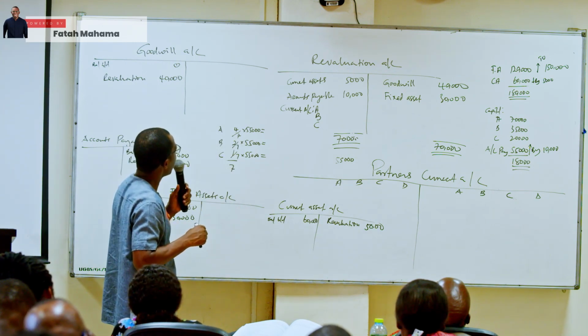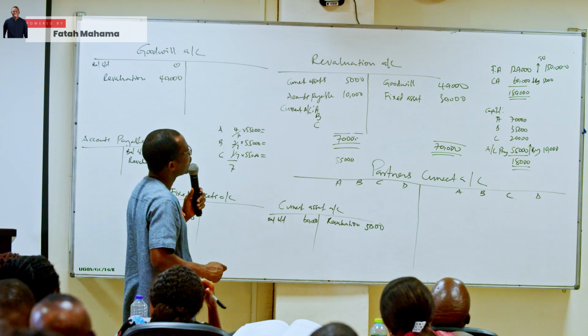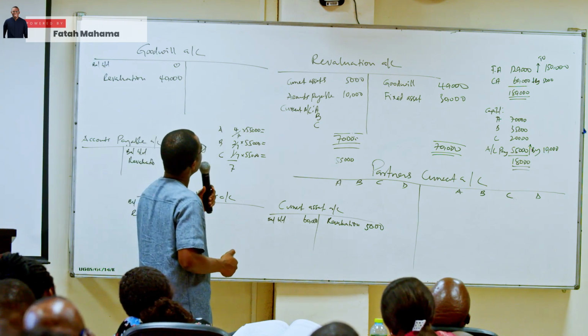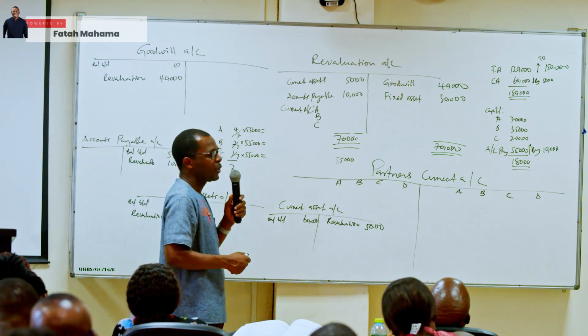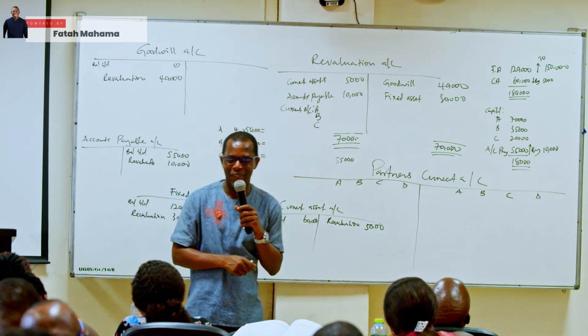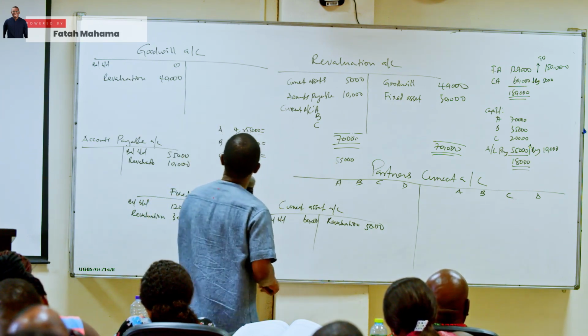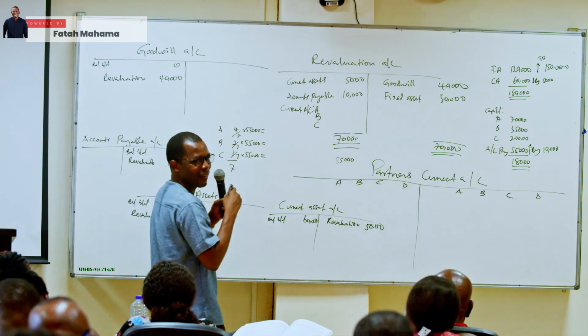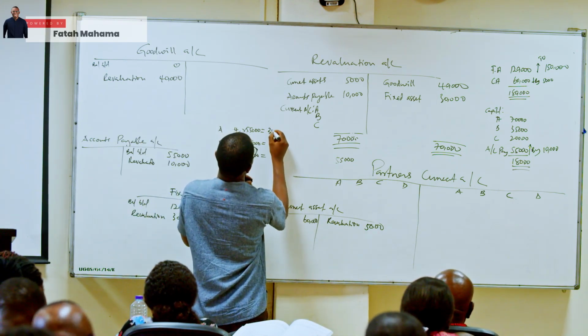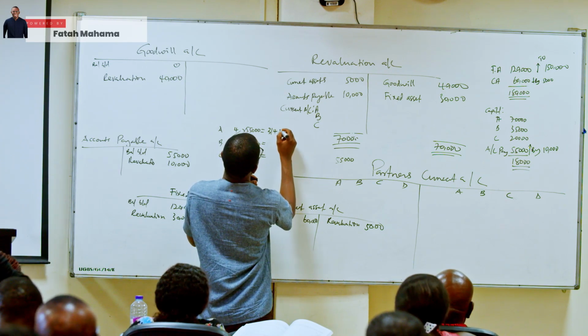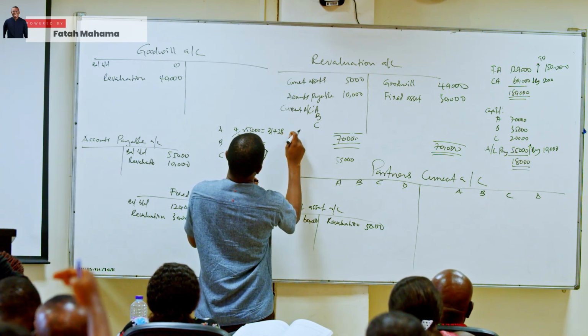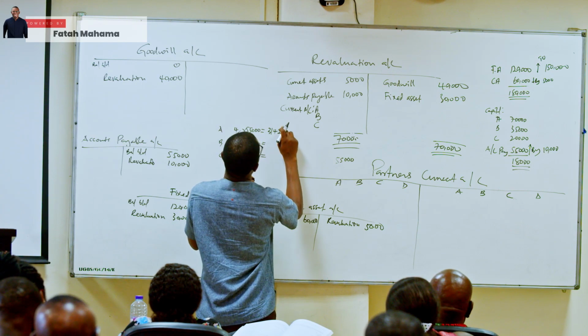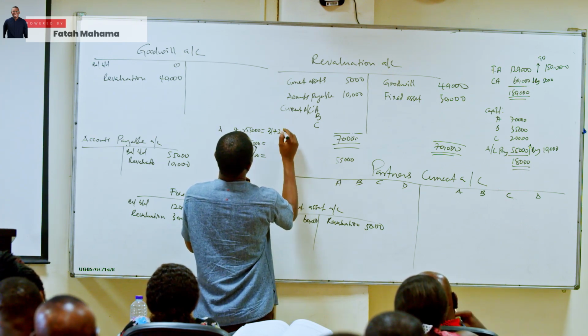7 goes into 55. 7, 7, 49. 6. Okay, it's not a perfect one. Somebody go for me. 4 over 7 of 55, and we get 31,428.5, so I'll make it 31,429.